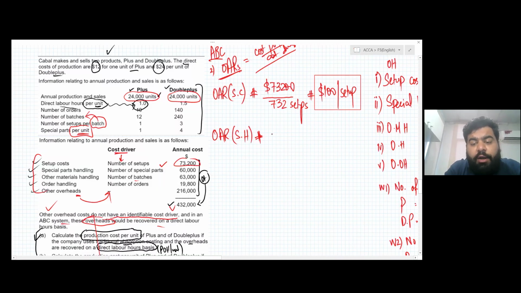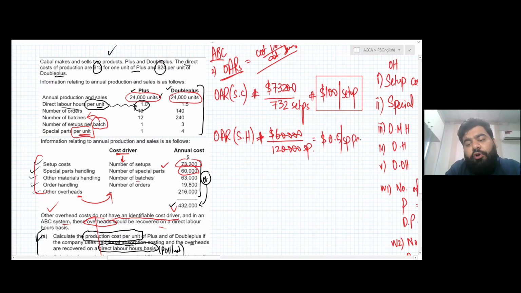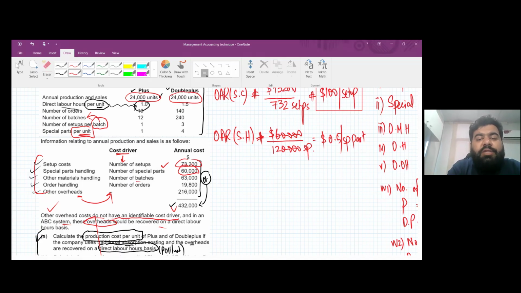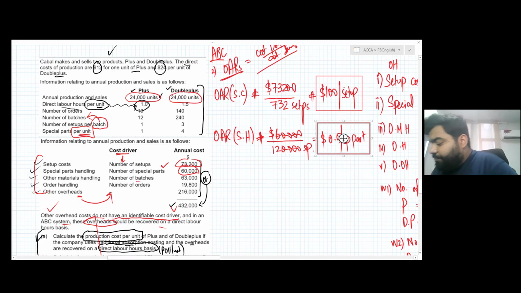So we come to know that the number of special parts in total were 120,000. Now we'll calculate: in the numerator we'll write the cost, it's 60,000, and the total number of special parts were 120,000. SP means special parts. So I have calculated here $0.5 per special part. $0.5 per special part is the OAR for this special parts handling cost.